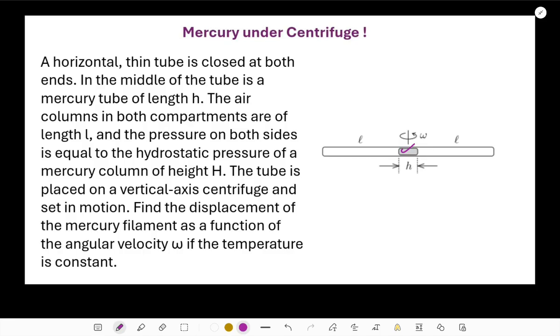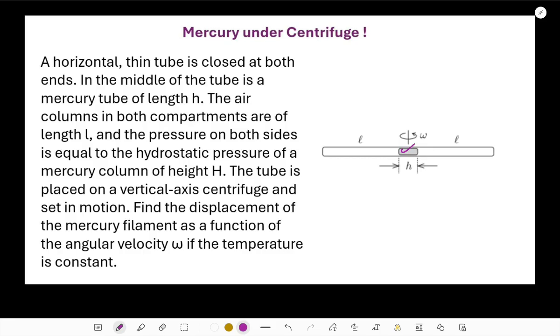So before the tube is placed in the centrifuge, or you can say the whole thin tube containing the mercury element is placed in the centrifuge and the centrifuge gets started, the pressure on both sides of the mercury tube is equal. So the forces on it are also equal.